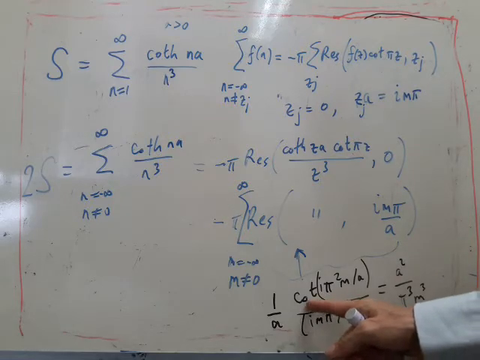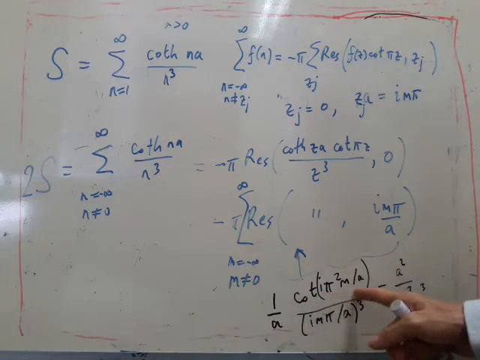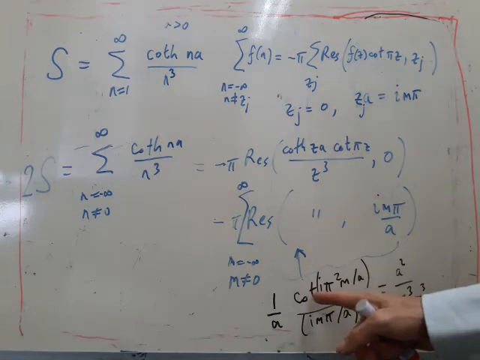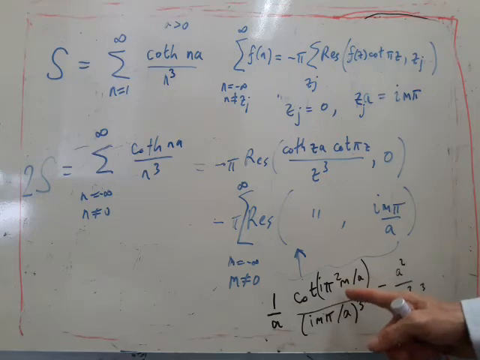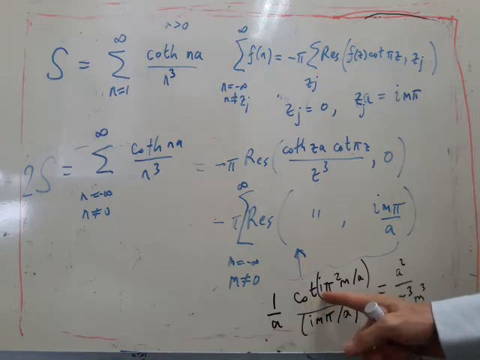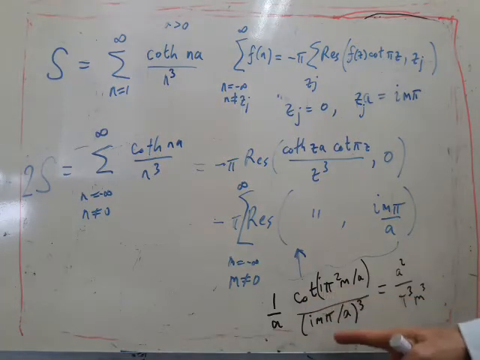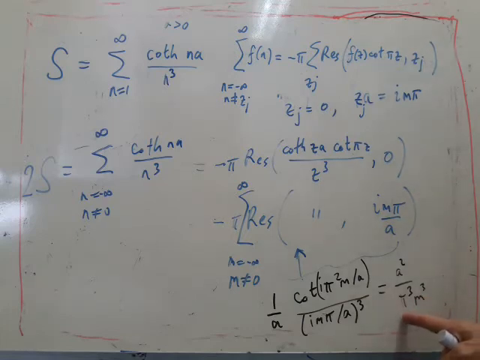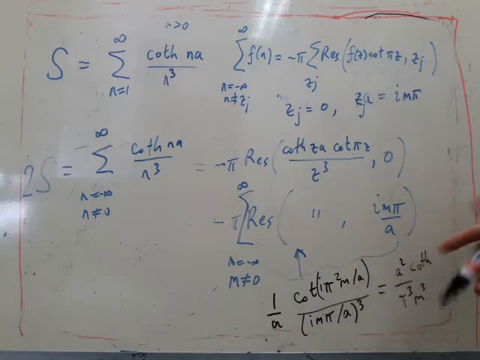Now, when we do cot of this, cot of i times something, cot of course is cos over sine. Now, cos of i something just gives you cosh of that thing, and sine of i something gives you i times sinh. So we get an extra i on the bottom, which will give us i to the power 4, which is 1. So the i goes, and on the top we're left with coth. So it's cosh divided by sinh of the real thing. So it's coth of pi squared m over a on the top.